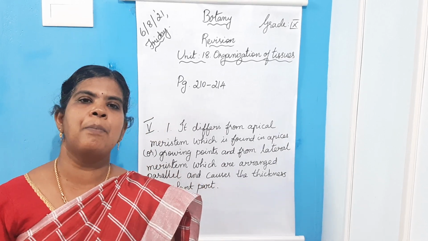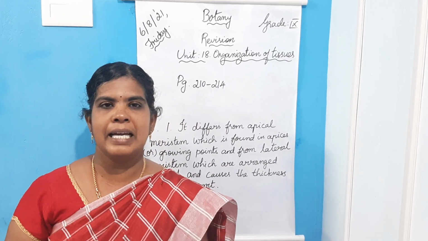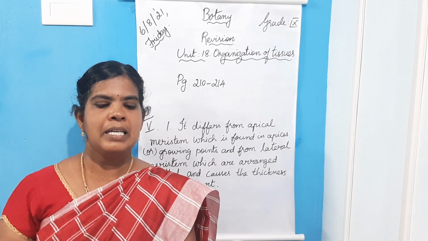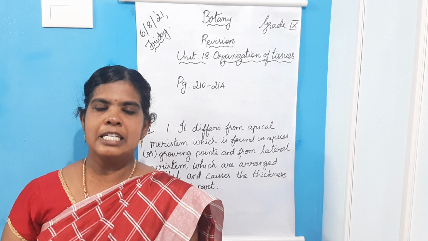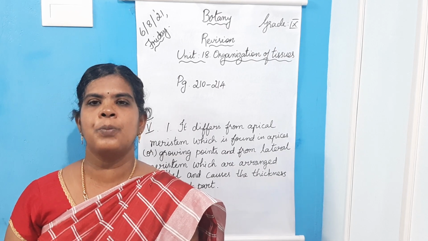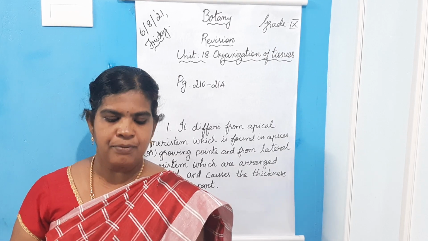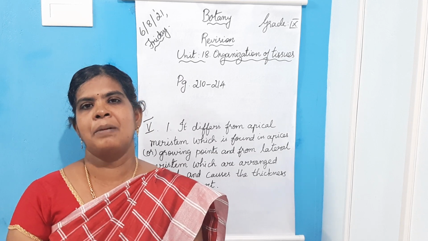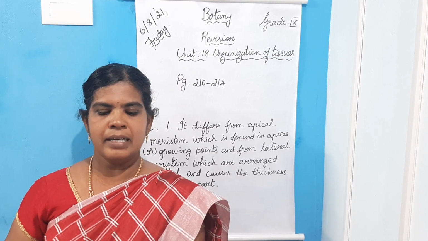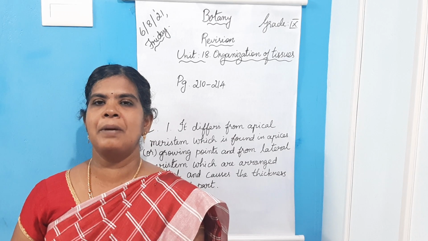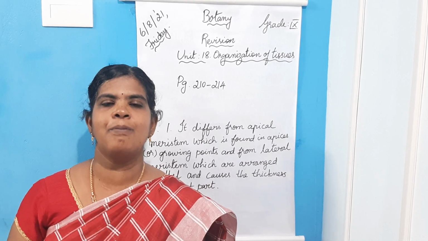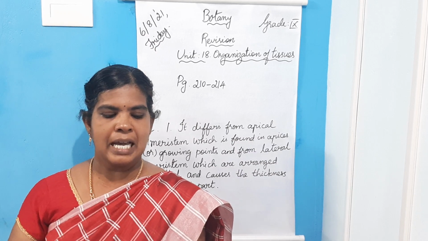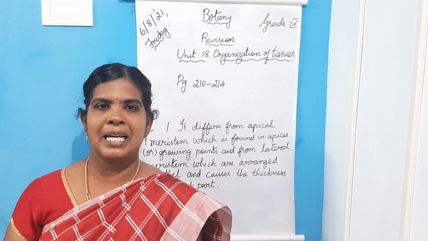What is the second type of meristem? Intercalary meristem. It lies between the regions of permanent tissue and is part of the primary meristem. It is found either at the leaf base or at the base of internodes. It helps in the production of branches.